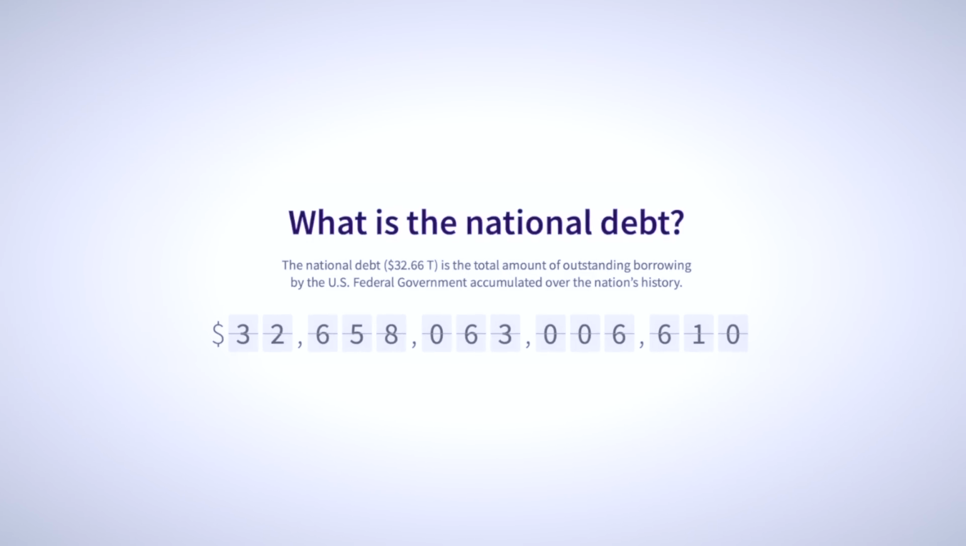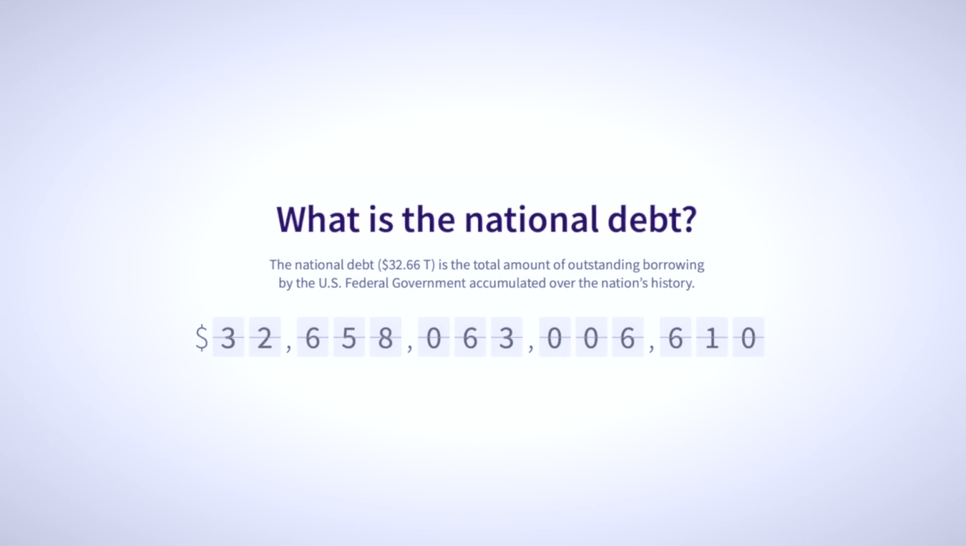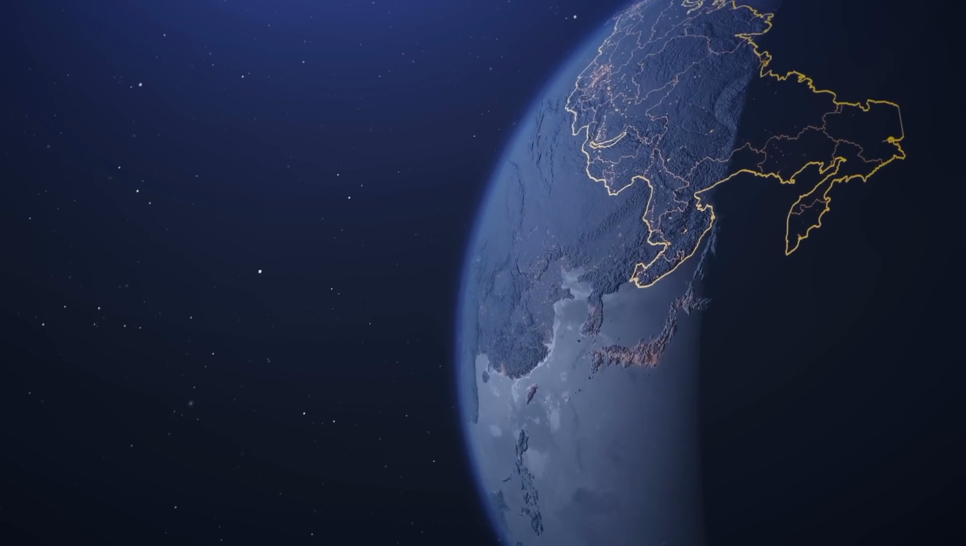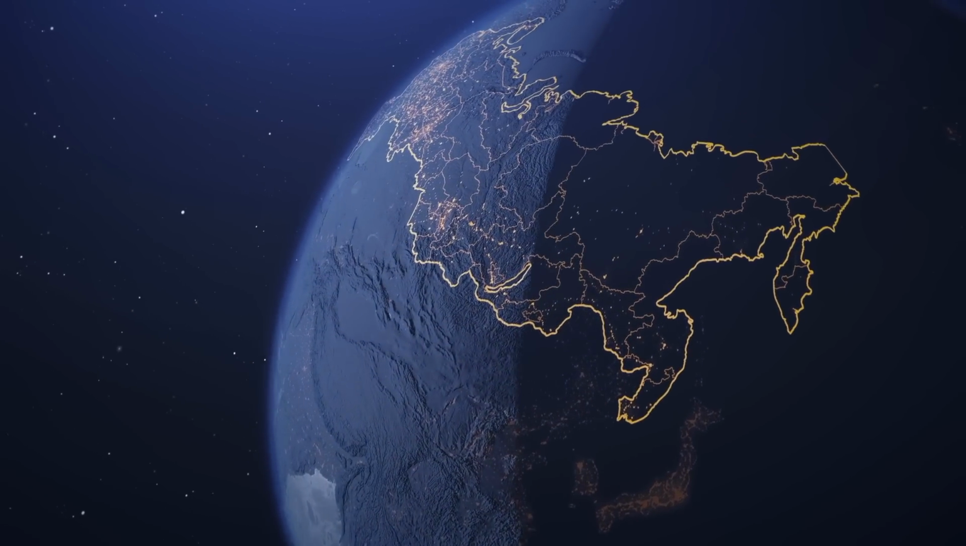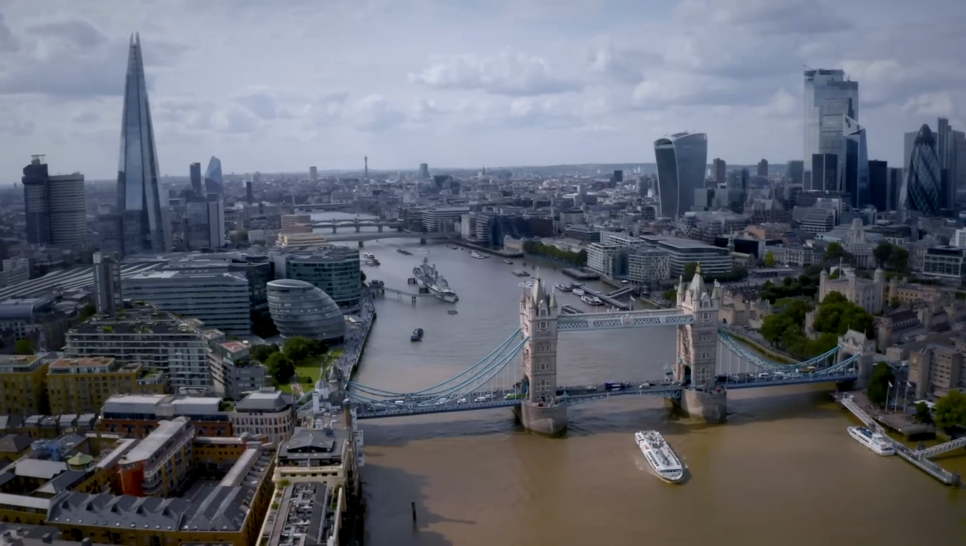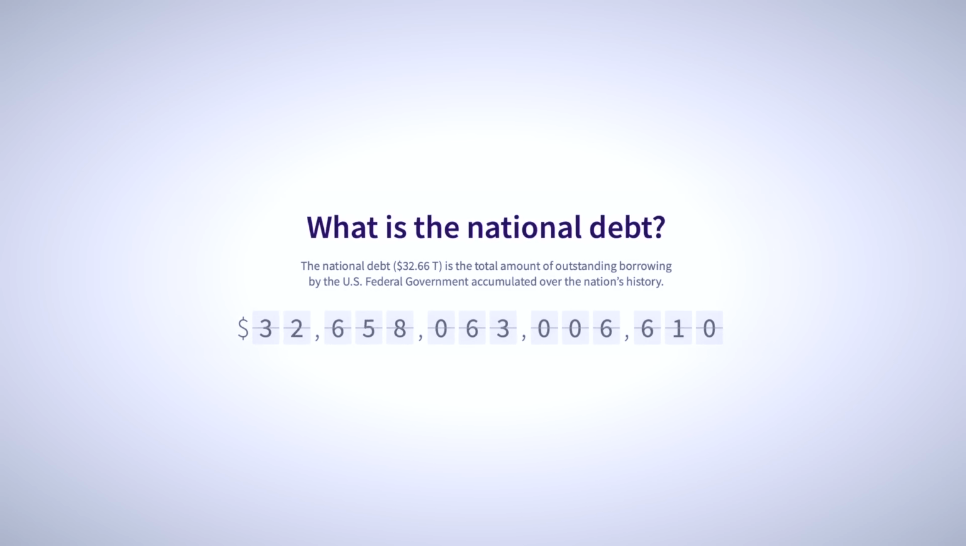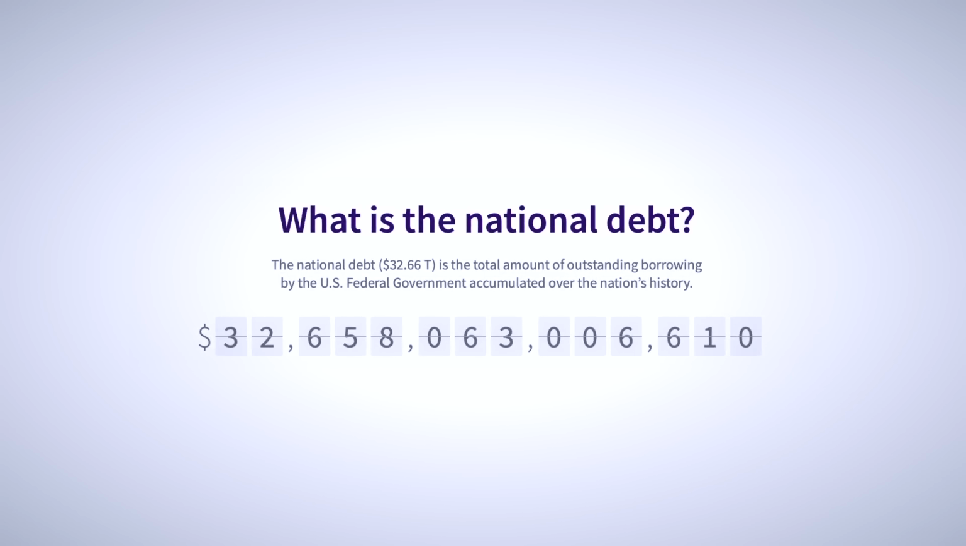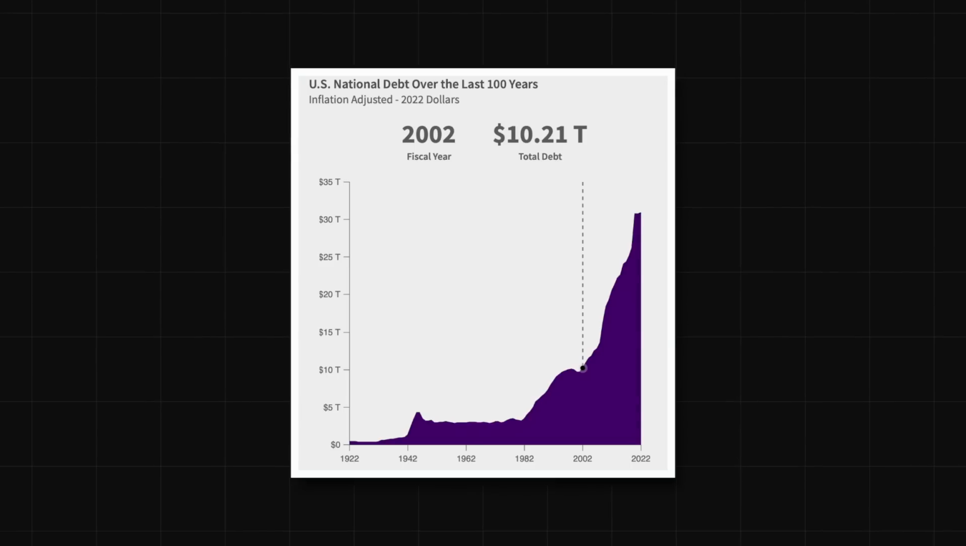How did the US end up with over $32 trillion of debt? That is over 15 times more than the entire GDP of Russia, or 10 times the GDP of the United Kingdom. It doesn't matter how you look at this number, it's gigantic. But just 20 years ago, it was just $10 trillion. Still an enormous amount of money, but just a fraction or a third of today's national debt.